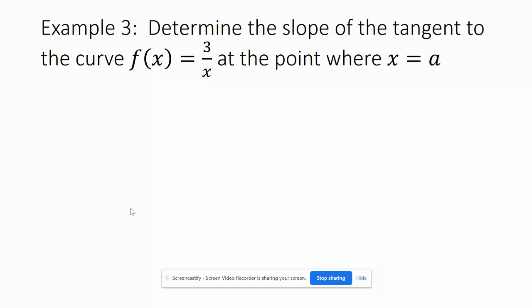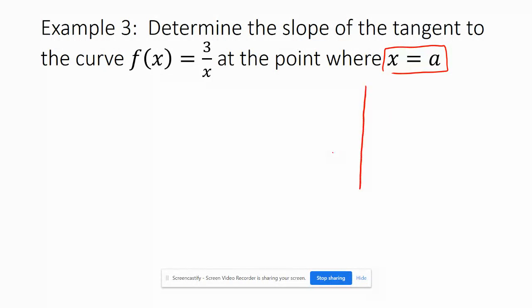Example number 3 says, determine the slope of the tangent to the curve f of x equals 3 over x at the point where x equals a. Now it's a little bit confusing because when we're saying x equals a, this is a very general point. x could equal any value, except 0, because 0 is a non-permissible value for this function. So I can make x equal to anything, and we can figure out the slope of the tangent at that point. So here's how we're going to do that.